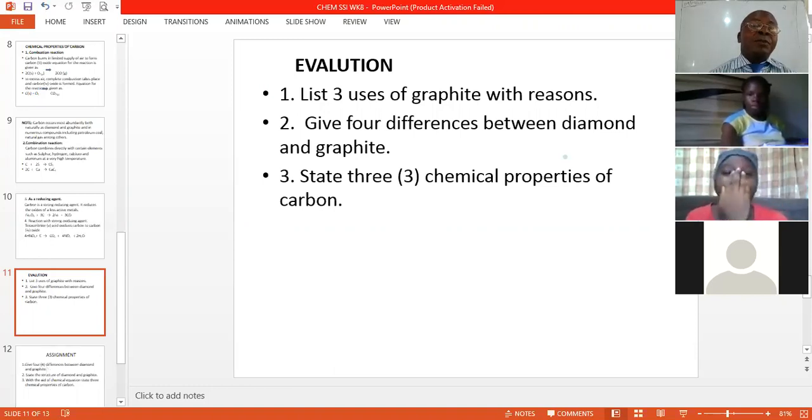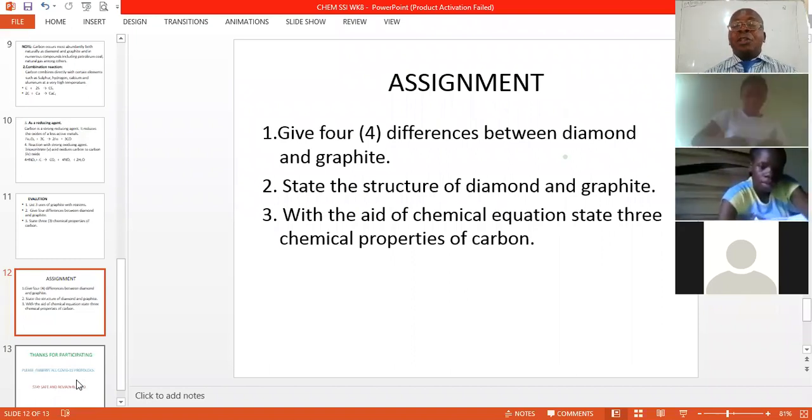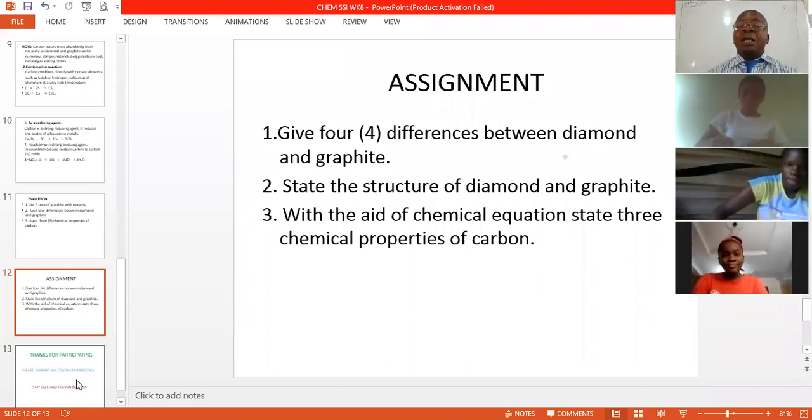Before I give you the assignment for the day, you can see the assignment. We have almost answered part of the questions in the evaluation. You are to give 4 differences between diamond and graphite. State the structure of diamond and graphite. Just state it. And with the aid of chemical equation, state 3 chemical properties of carbon.